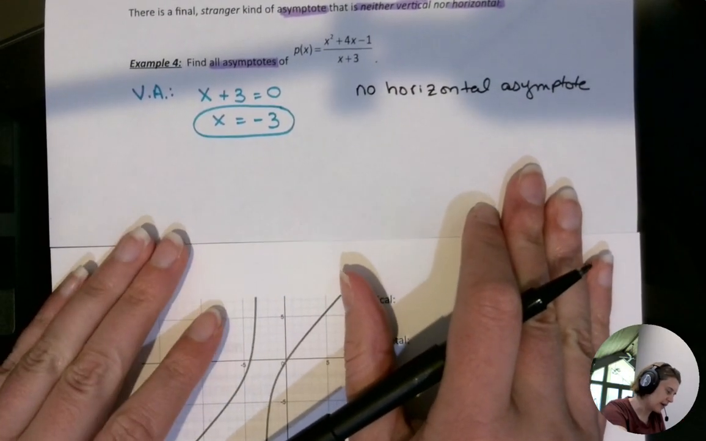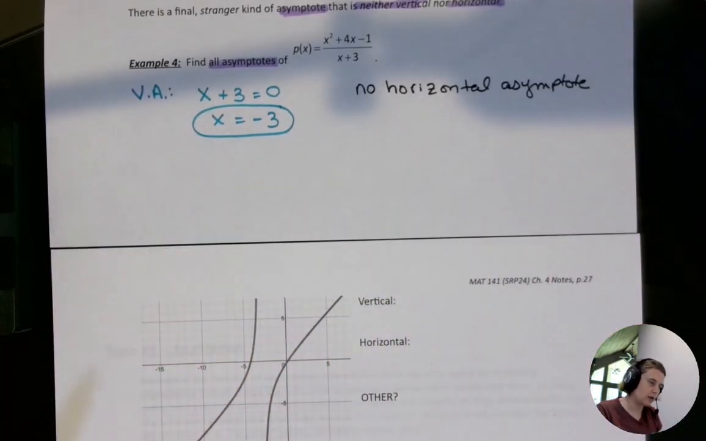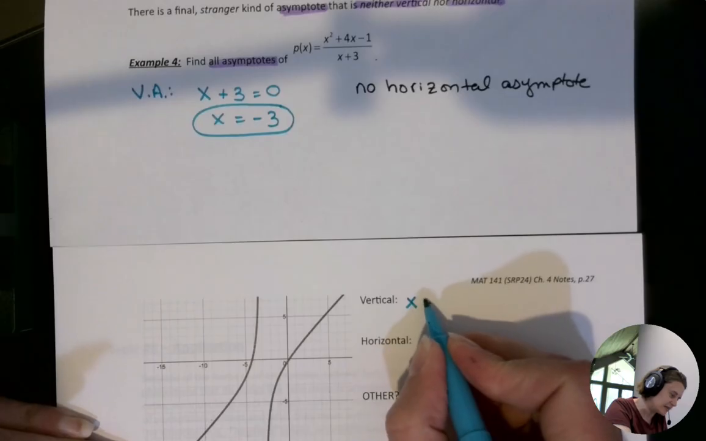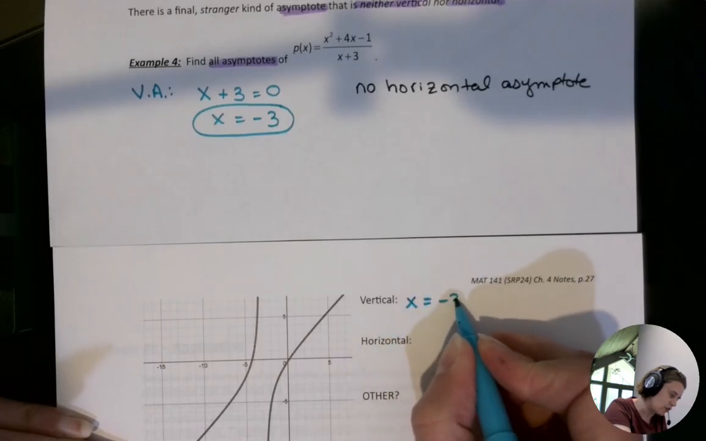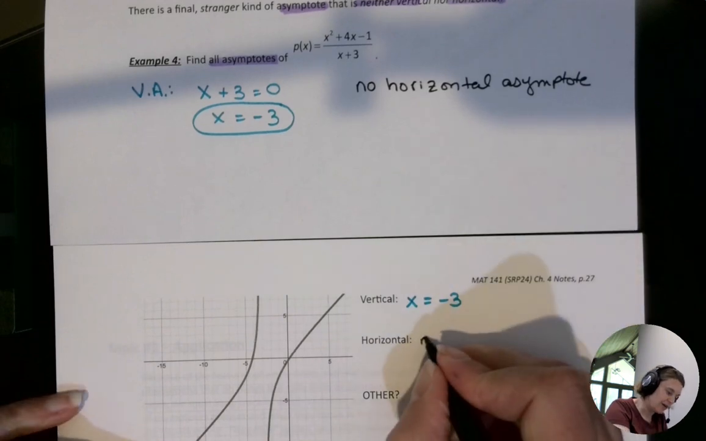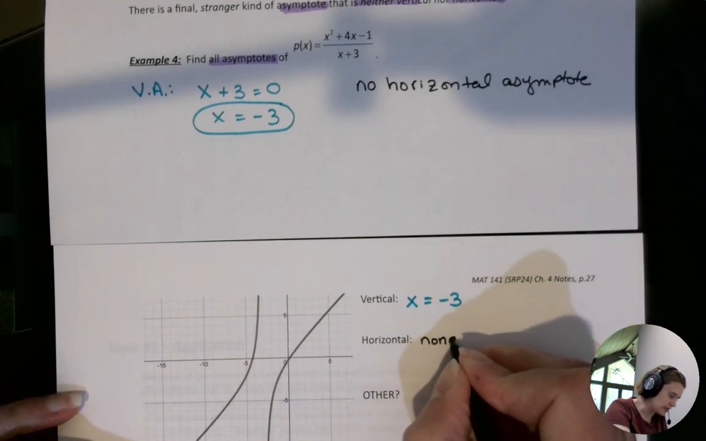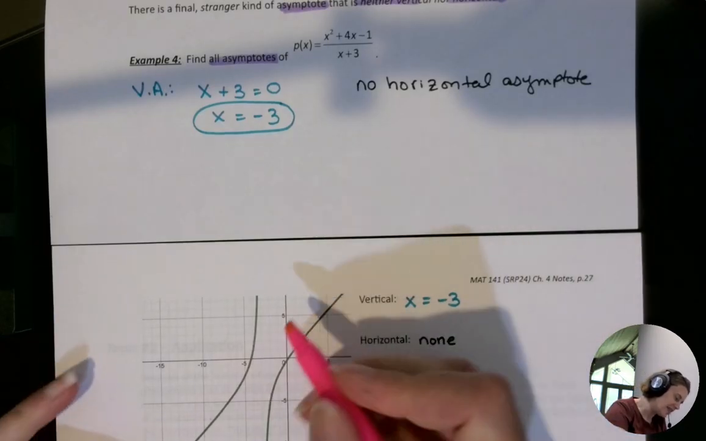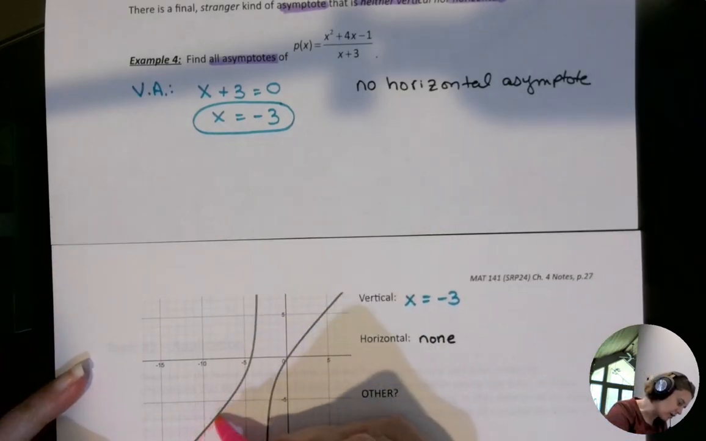So here's my graph. Let me write in my conclusions here. Vertical asymptote, it is at x equals negative 3. Horizontal asymptote, there are no horizontal asymptotes. I'm going to put none. But there does seem to be something for an asymptote. And this asymptote is diagonal here.